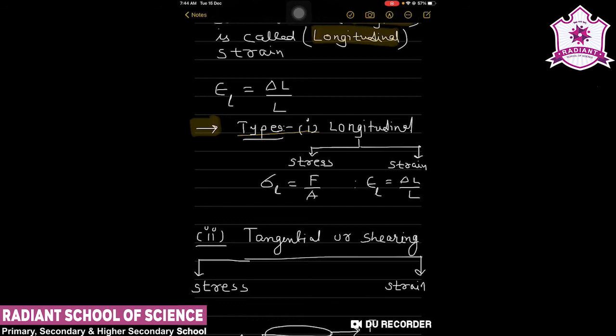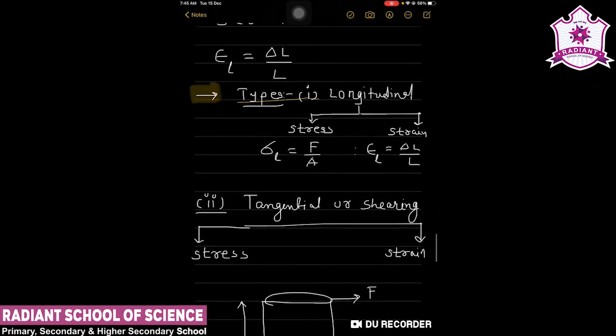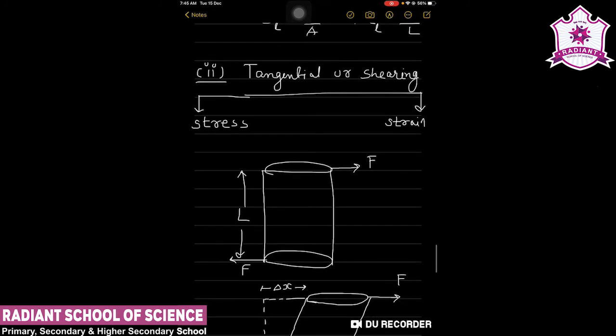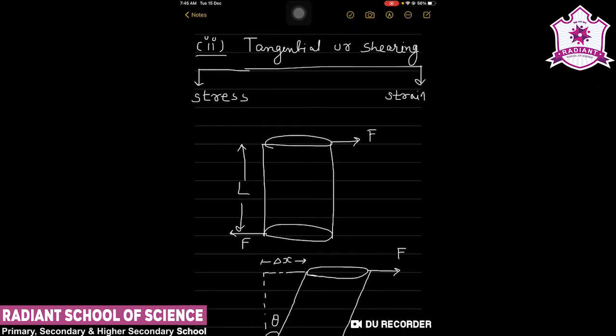Again we define the types of stress and strain. Here we have defined the first type, that is longitudinal stress, defined by sigma L, which is equal to F upon A. At the same time, we have defined the second type, longitudinal strain, that is epsilon L, which is delta L upon L, the change in length upon its original length.